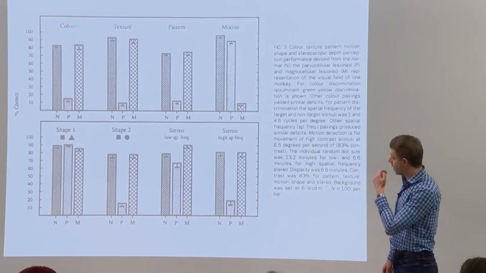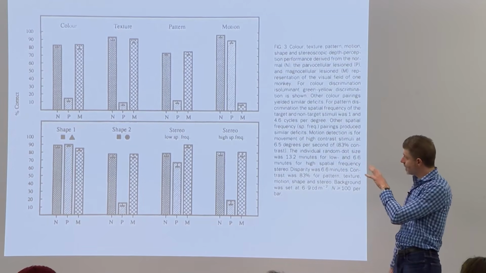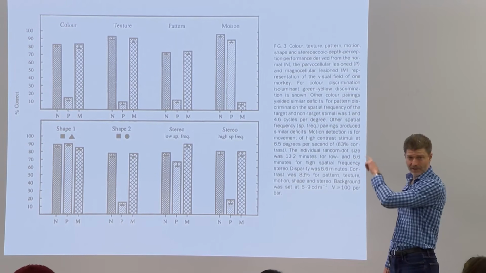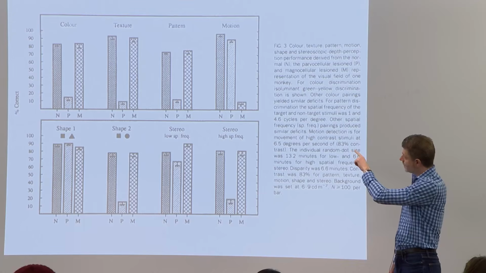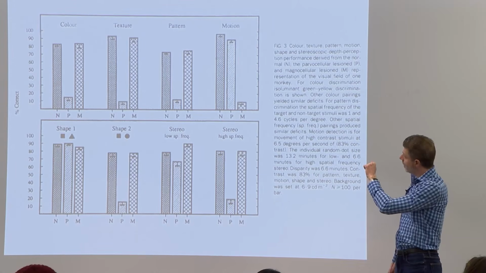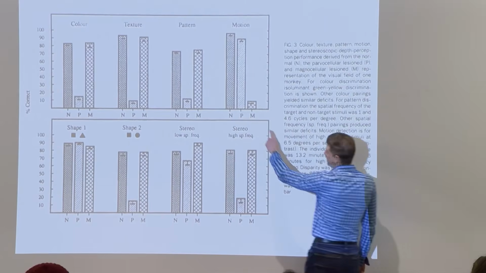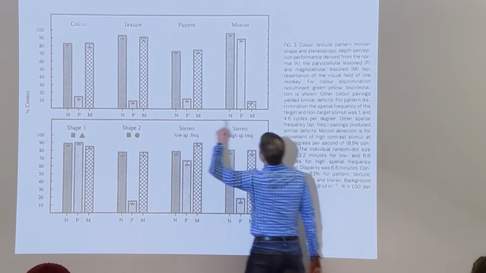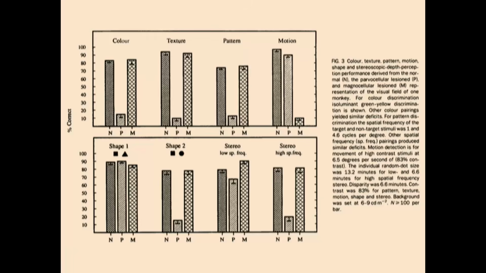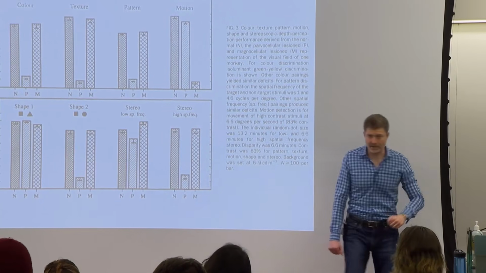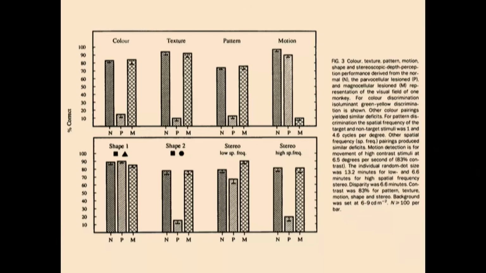All right? What you're supposed to take away from this is that in the region where there was a parvocellular lesion, there's a massive deficit in color discrimination and some deficits in what they call texture and pattern discrimination. By comparison, in the region where there's a magnocellular lesion, these other things are normal, but motion discrimination is greatly impaired. There are also some other deficits, but those are the most striking ones, right? And so this provided some very compelling evidence for segregation of function.